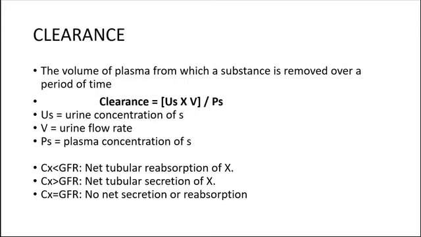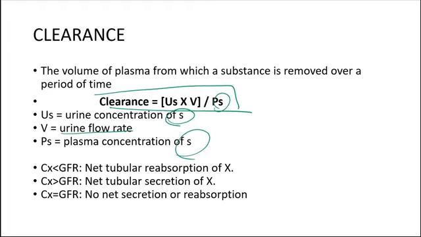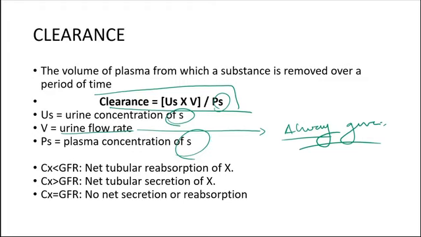How do we calculate clearance? U times V over P. What is U? Urine concentration of a substance. P is the plasma concentration of a substance, and V is the urine flow rate. The urine flow rate they will always give you, always given in the question, and then you will calculate. They will give you the urine concentration of a substance and then the plasma concentration of the substance.